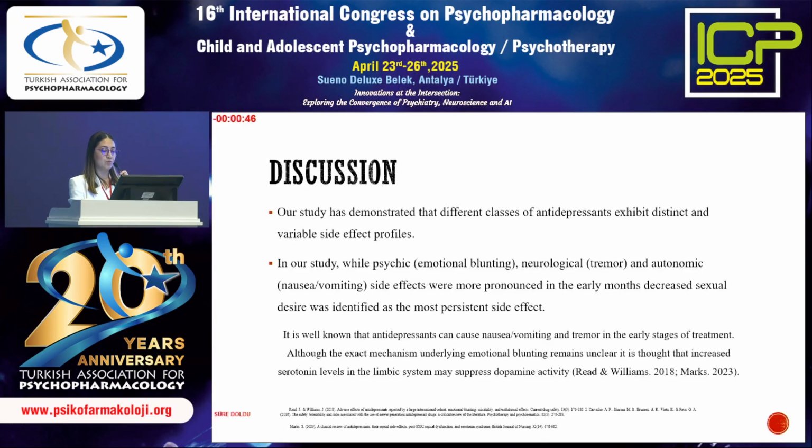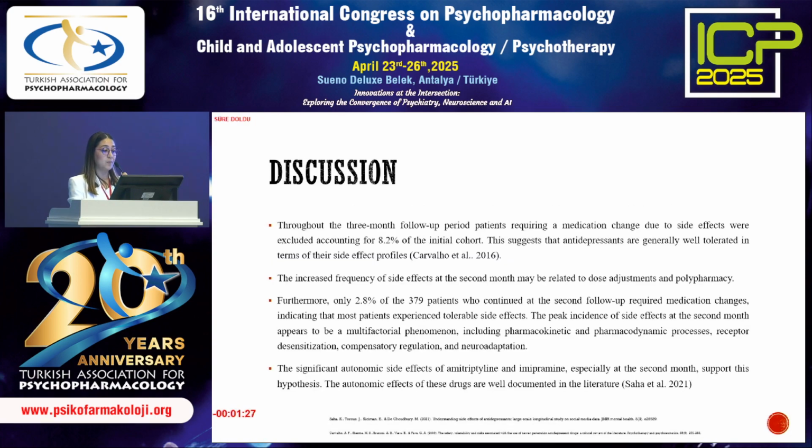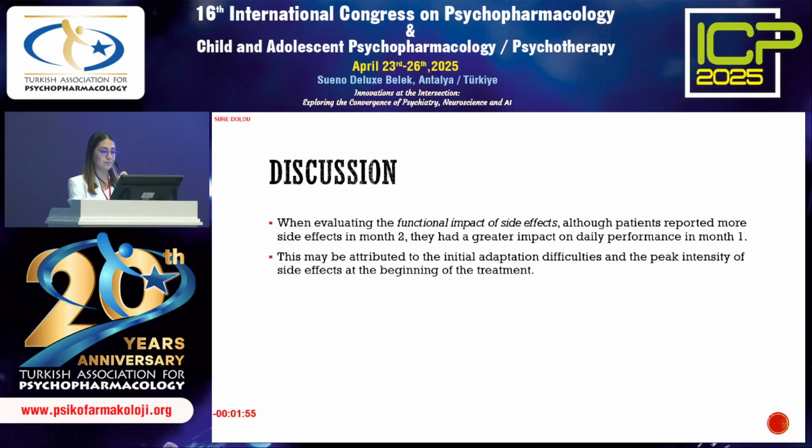Emotional blunting is important. From a neurological perspective, there are tremor and autonomic nausea and vomiting side effects. But what is actually missing a little bit on the clinical side is the emotional blunting. So I think that is important. So we have to follow these patients on a much more long-term basis. Even though these medication changes occur and we got some patients out of the list, that was accounting for 8.2%. But we think that generally they can be tolerated.